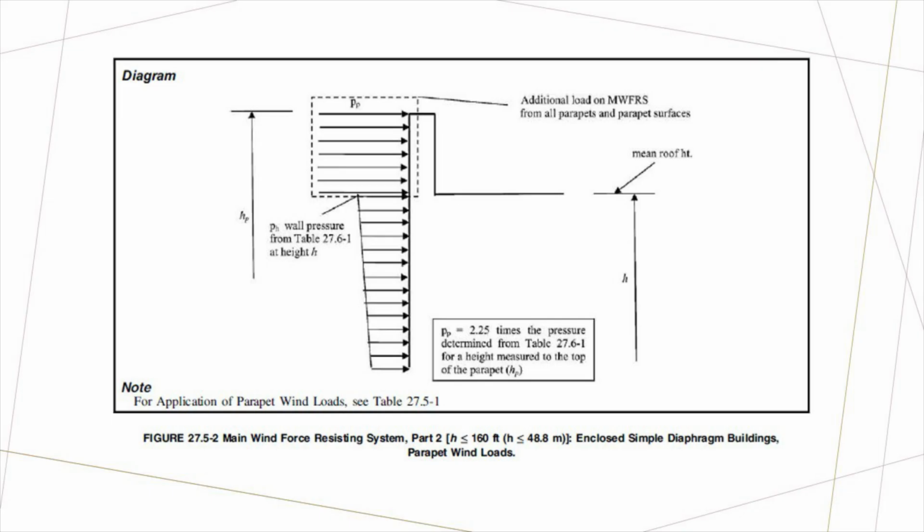Parapets play an important role in wind design because they are considered part of the main wind force resisting system and must be designed for the global wind pressures acting on the building envelope. Even though they are relatively small elements, parapets experience amplified pressures due to flow separation at the roof edge, and these forces must be transferred into the roof diaphragm and supporting framing.